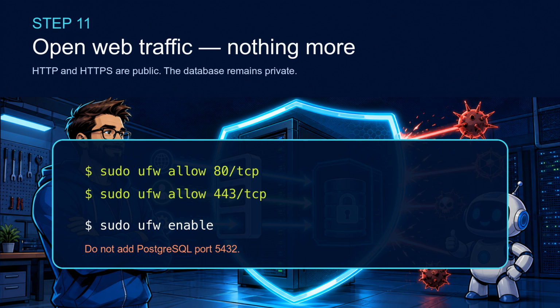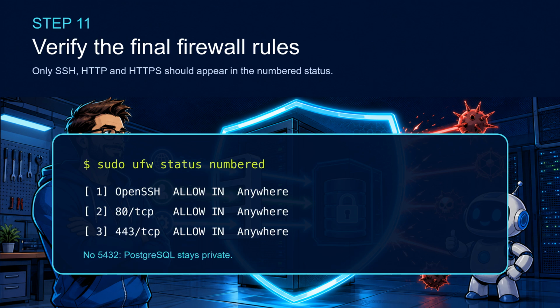Open only ports 80 and 443 for the web. Then enable UFW and check the numbered status. The final list should contain SSH, 80 and 443 only. Do not add PostgreSQL port 5432.